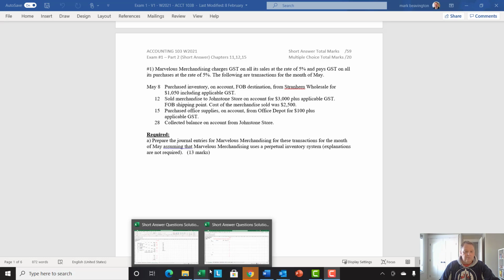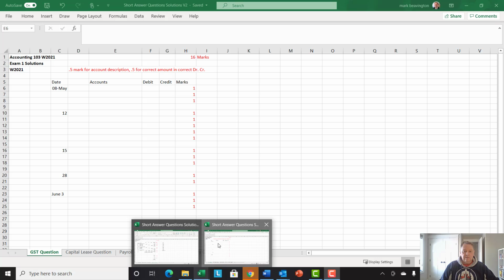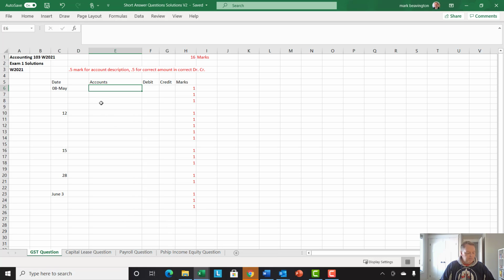So let's get going here. Go into our short answer questions. First one is May the 8th. We're purchasing inventory on account. So we're buying inventory on account. We know that's going to be accounts payable as a result. And we're going to have some GST that we are going to recover. It's just a matter of how much.